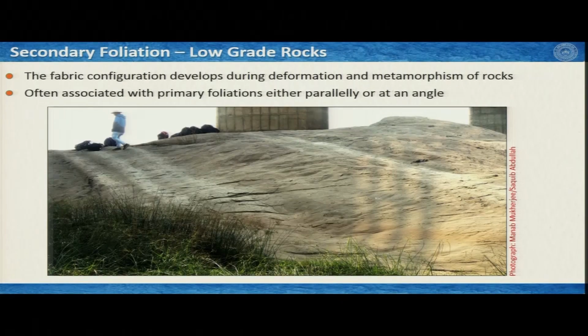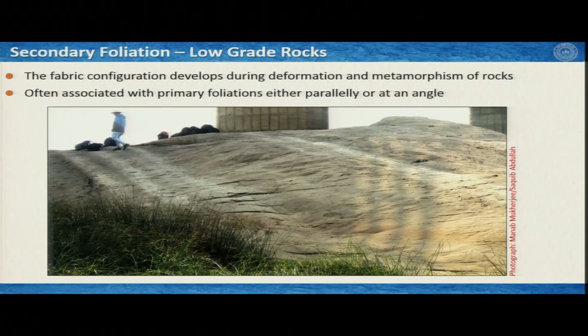First of all, as we have understood how to identify the bedding planes or primary foliations, and as I said, a compositional layering or color banding is very important, particularly if you are dealing with a low grade rock, and in this case this Chaibasa formation is, because it was metamorphosed under greenschist facies.